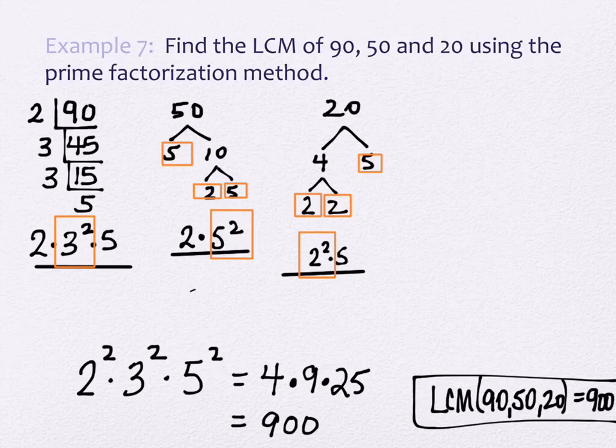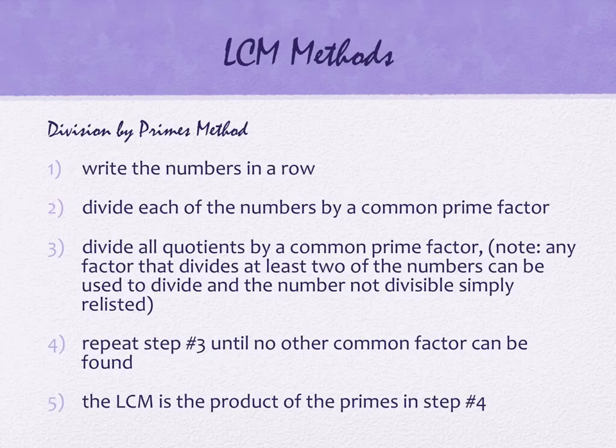I'll let you fill in the blanks on the next one, then we'll talk about it and do the problem next time. Okay, but then the blanks are at least all filled in. So division by primes: we write the numbers in a row. You divide each of the numbers by a common prime factor. You divide all the quotients by a common prime factor, any factor that divides at least two of them. We repeat step 3 until no other common factor can be found. And the least common multiple is the product of the primes in step 4.